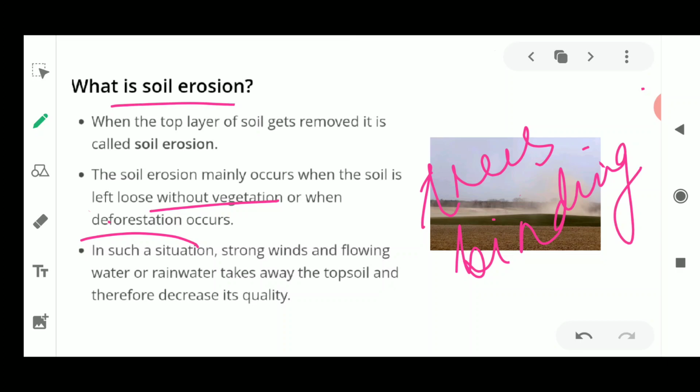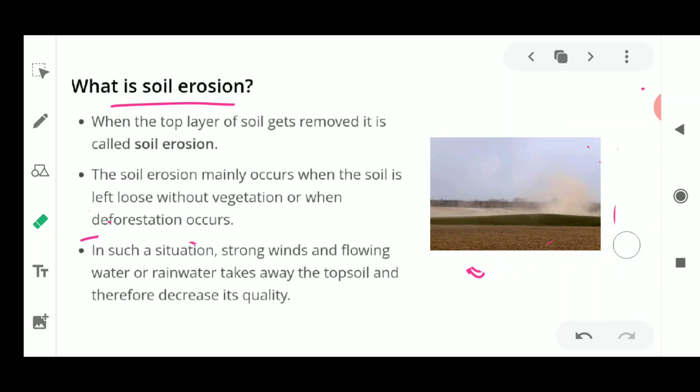Next, when strong winds are blowing, if the soil is already loosely kept, then what happens? When the wind is blowing, it could take away the soil particles with it. If water is flowing, it could take away the particles with it. In this situation, the water or rainfall and the winds all take away the topsoil with them and decrease the quality of the soil. It decreases the fertility of the soil.